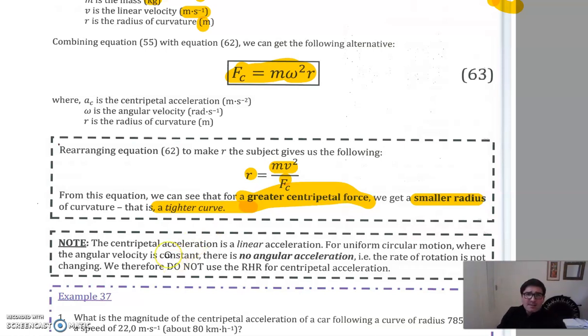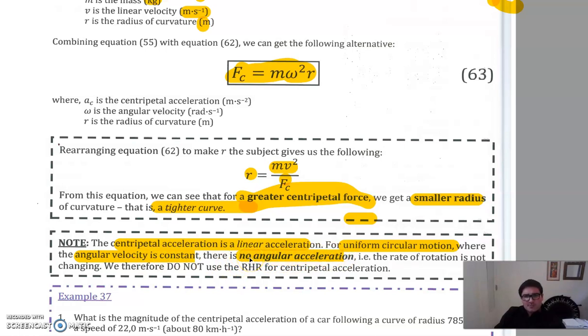It's really important that you understand that centripetal acceleration and linear acceleration are not the same thing. Remember, if we have uniform circular motion, our linear velocity is constant. Both the magnitude of our linear velocity is constant, even though the direction is changing all the time. So there is no linear acceleration.